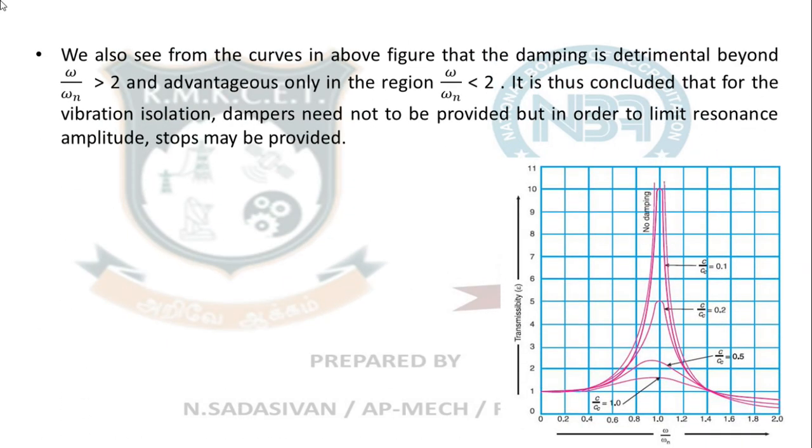We also see from the curves in the below figure that damping is effective only beyond omega by omega n greater than root 2, and its advantage is only in the region of omega by omega n less than root 2. So all these things tell you what sort of material to choose for making the lathe bed: cast iron. Why? Because cast iron has a very low natural frequency. I can operate the machine at greater than that. It can absorb the vibration. So this is why you choose materials for absorbing vibration based on this.